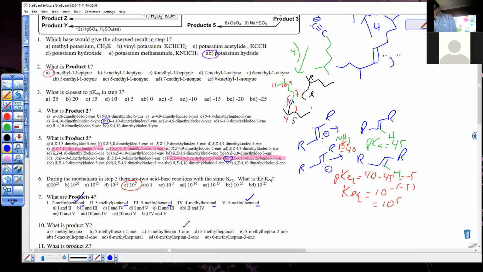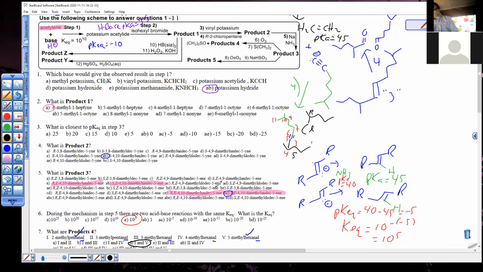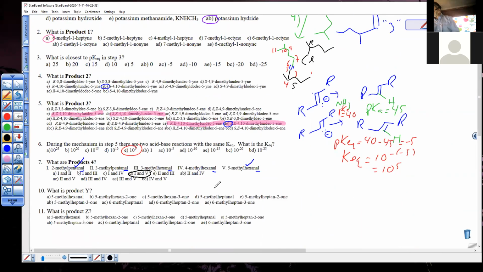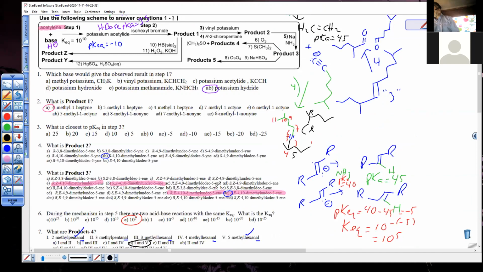So molecules 1 and 5. Got to pick the right combination of 2. And product Y. I didn't even ask about product 5. I probably did. We might as well do it since we're here. I just didn't copy the question over. It's still a good question.